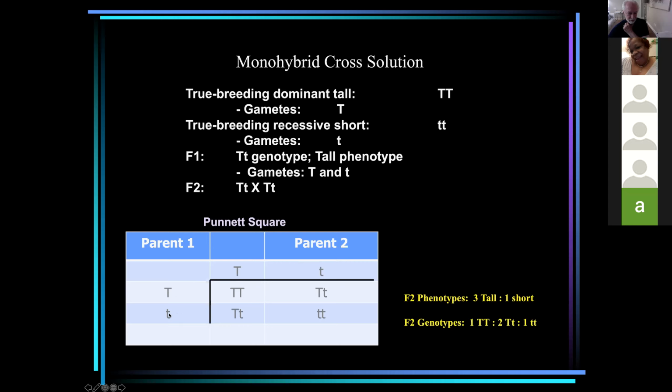If a little t sperm fertilizes a big T egg, you get big T, little t. You can get the reciprocal of that, big T, little t. And only if a little t sperm and a little t egg fertilize, you get the homozygous recessive. So this is how you get the 3-to-1 ratio in a monohybrid cross.